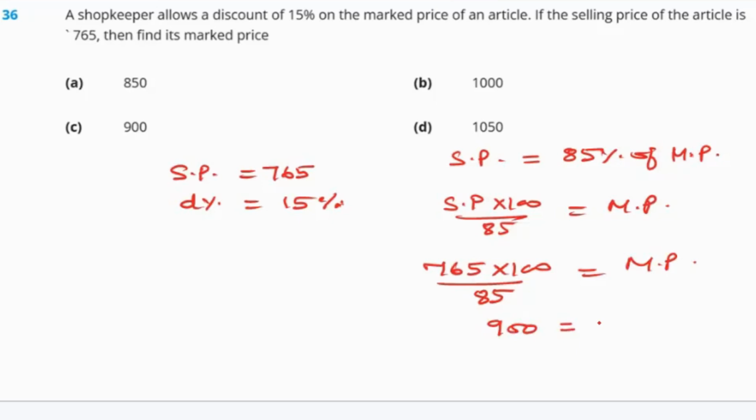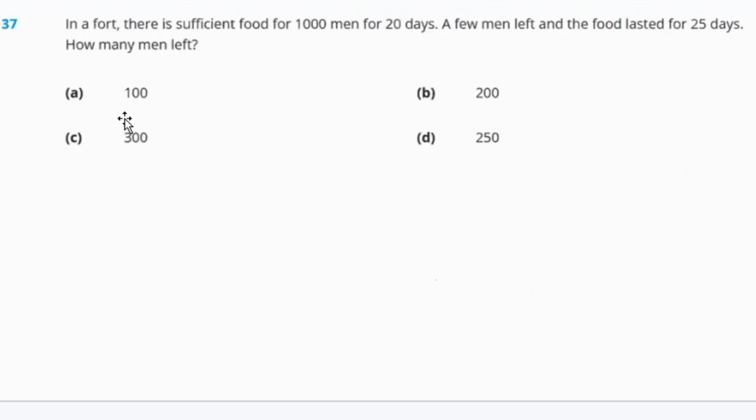Okay, so the mark price we are getting is equal to 900 only, because 85 is divisible 9 times and we are getting 900. The value of the mark price is 900, which is option C. Now we are moving towards question number 37.